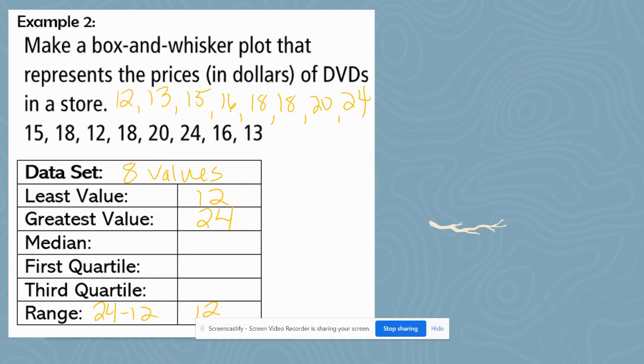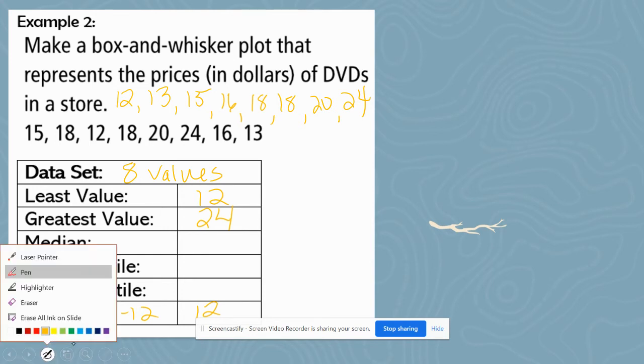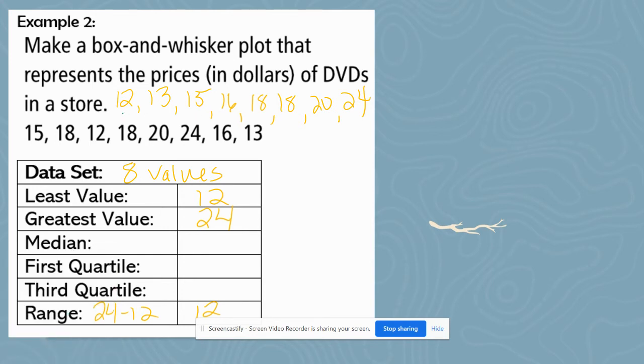That needs to be on our number line. Our median halfway is going to be between 4 and 5 because we have an even number of data values. So there's my split in half. We have 16 plus 18 divided by 2, which is 17.